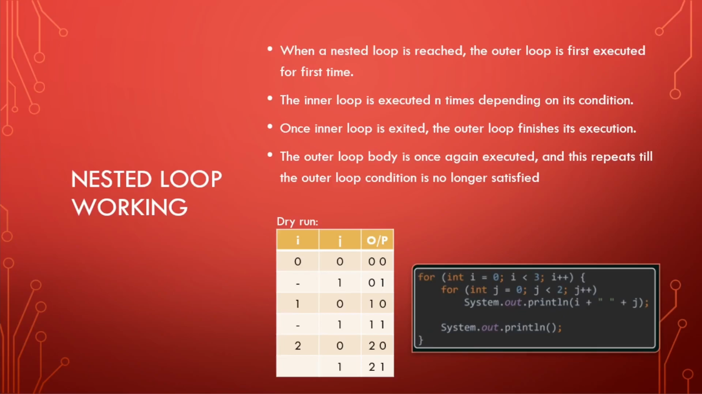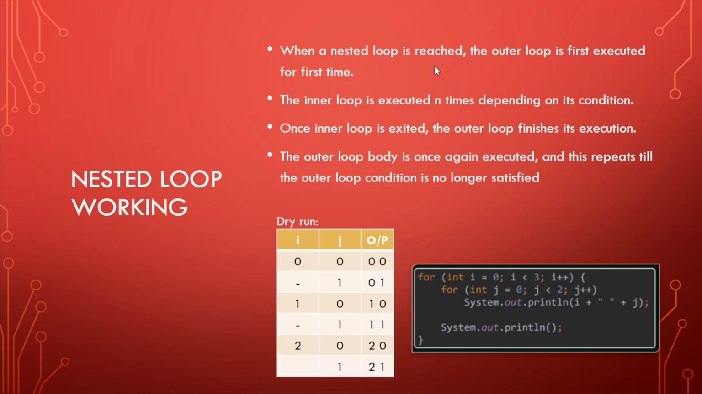So how exactly does this nested loop actually work? Because we have a loop outside and a loop inside, do you think both loops would loop at the same time, or would one precede the other? Well, when a nested loop is reached, the outer loop is first executed for the first time.